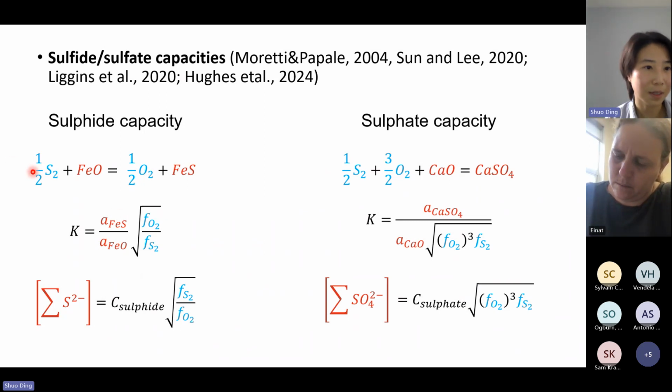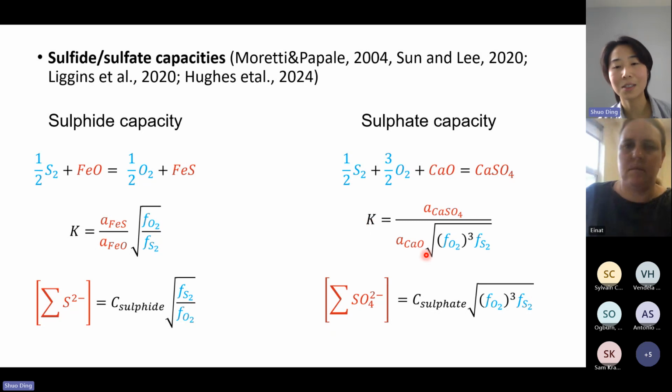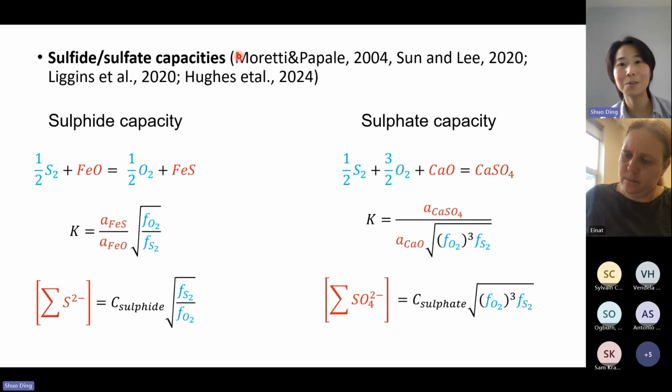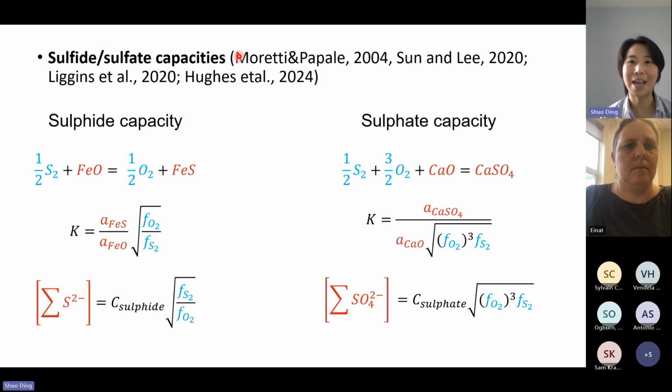So when you write an equation of sulfur dissolving as sulfide or sulfate, and then you write out the equilibrium constant of the reaction, you define this term, sulfide and sulfate capacity, and then use experiments to calibrate it. This is actually used in an old model, Moretti and Papale. It's really interesting because this model is rarely used by the melt inclusion community, but it's widely used by the volcanic gas community to infer the degassing depths.